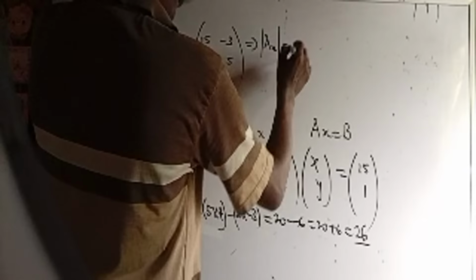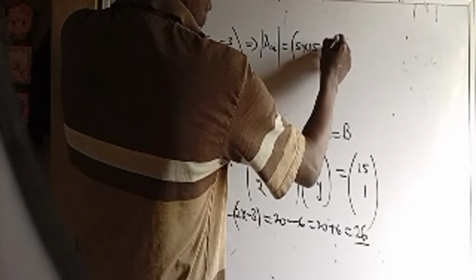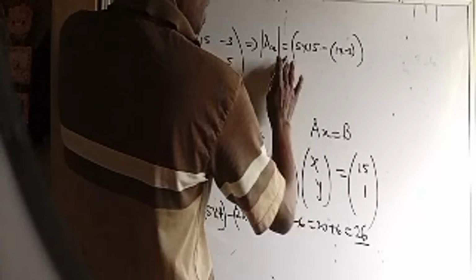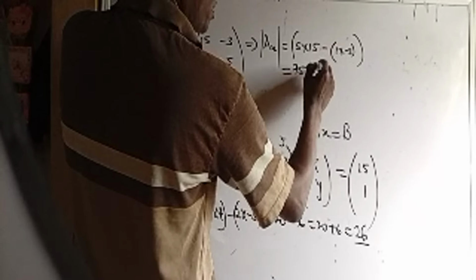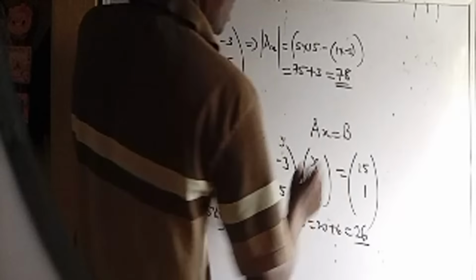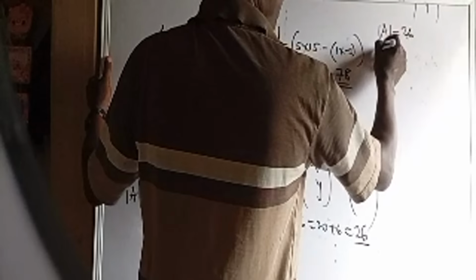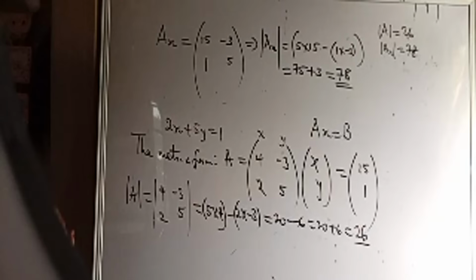That will be 5 times 15 minus 1 times -3. So that gives us 75 minus times minus plus 3. That's 78. Don't forget, you can write it somewhere. The result we get for A is 26. The determinant of AX is 78. You can write it somewhere so that we don't make mistakes.